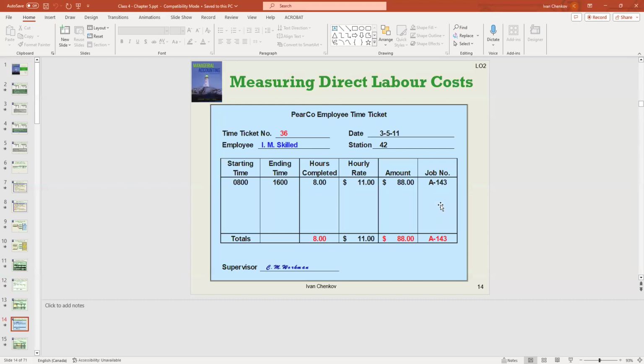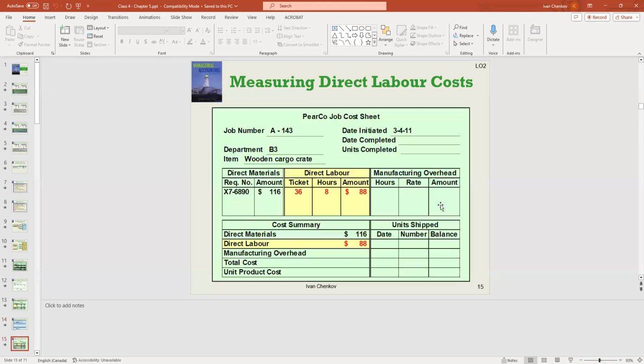Next thing, we're going to look at the timesheet card of somebody who worked. We're going to see the person work from 8 o'clock in the morning to 4 o'clock in the afternoon. He spent 8 hours. We're paying him $11 per hour. That's $88 for that particular job. And we get our direct labor. Now we have direct material and we have direct labor.